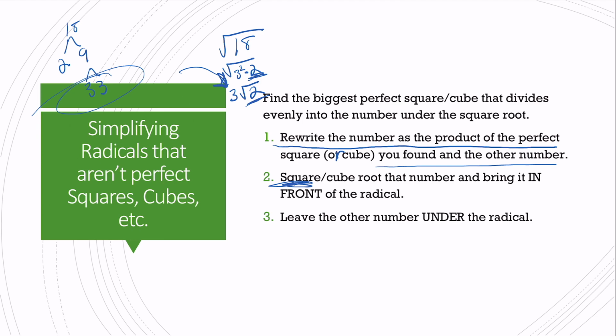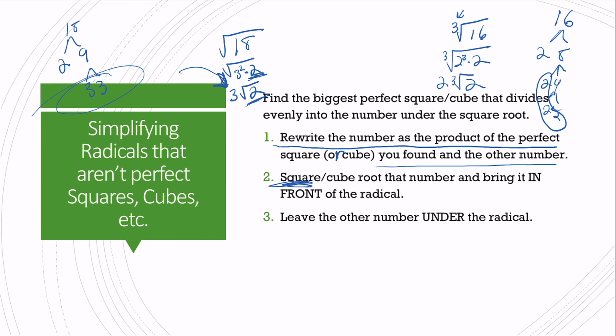So if I had the cube root of 16, we're looking for perfect cubes. So 16 is 2 times 8, which is 2 times 4, which is 2 times 2. So I have 2 cubed in there. So this would be 2 cubed times 2. So I'd have 2 cube root of 2 as the cube root of 16. So let's practice a whole bunch more of these.